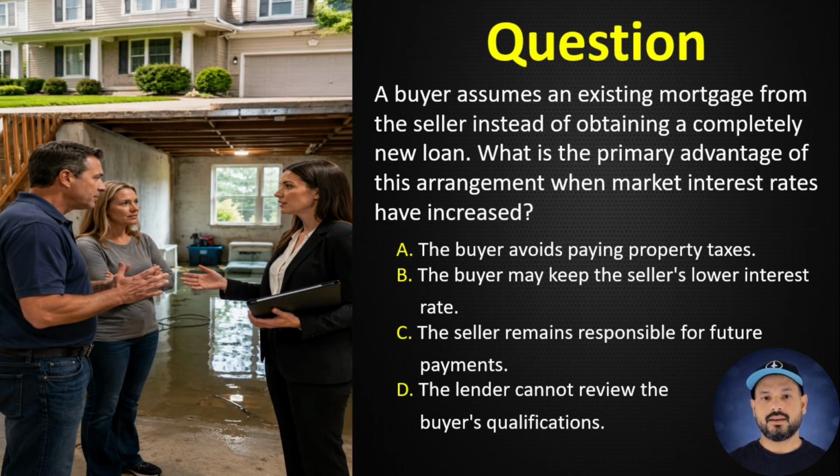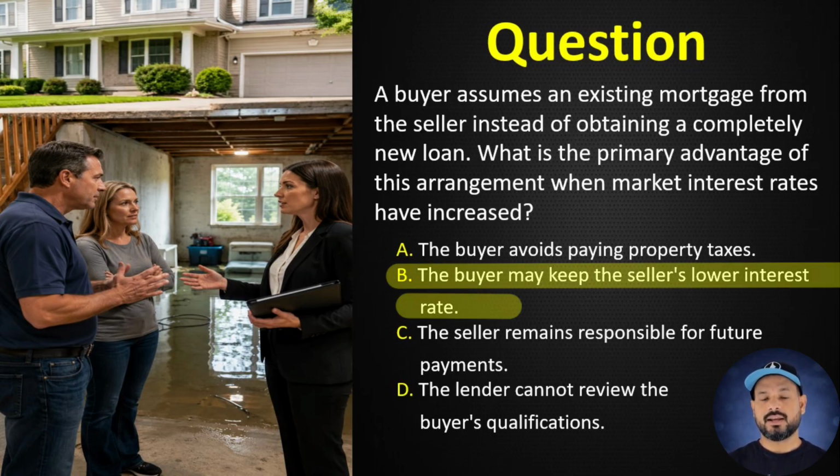Question number 6. A buyer assumes an existing mortgage from the seller instead of obtaining a completely new loan. What is the primary advantage of this arrangement when market interest rates have increased? A. The buyer avoids paying property taxes. B. The buyer may keep the seller's lower interest rate. C. The seller remains responsible for future payments. D. The lender cannot review the buyer's qualifications. Correct answer, B. The buyer may keep the seller's lower interest rate. An assumable mortgage may allow the buyer to benefit from a lower existing interest rate.